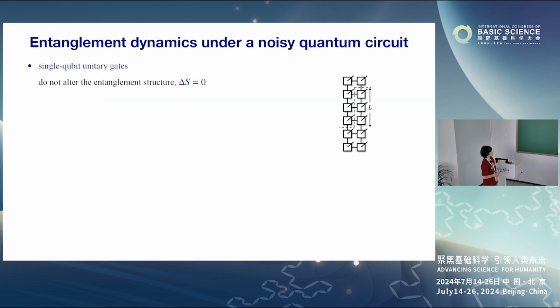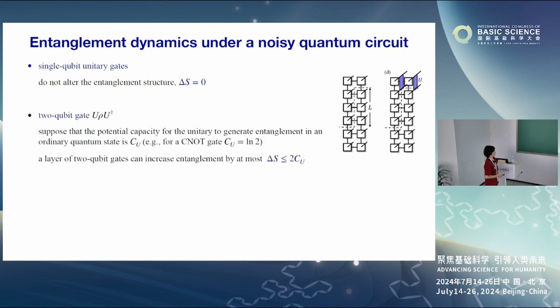And we can actually see what the effects of the different gates are, as a checklist for a noisy quantum circuit. First of all, the single qubit unitary gate only acts on a single site. So this gate will not alter the entanglement, and we can see that the increase of the entanglement becomes 0.